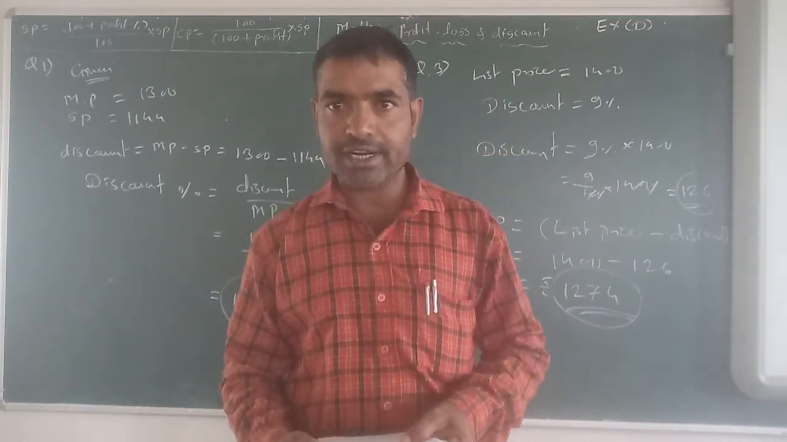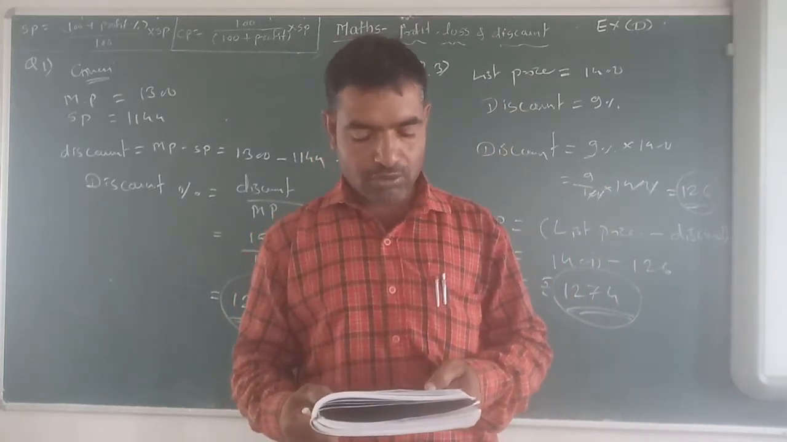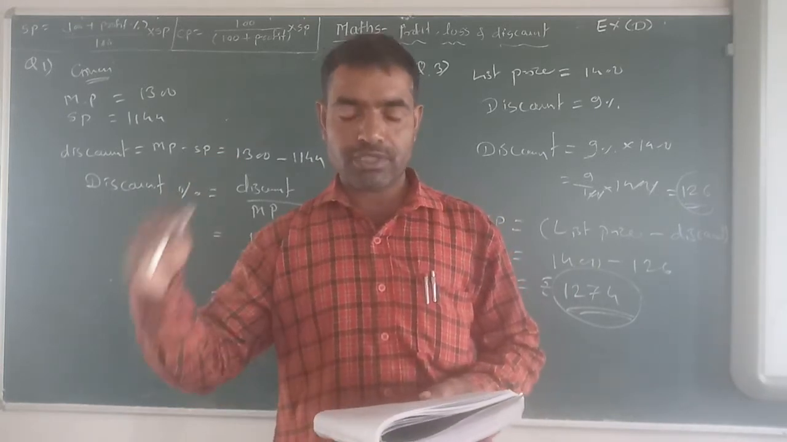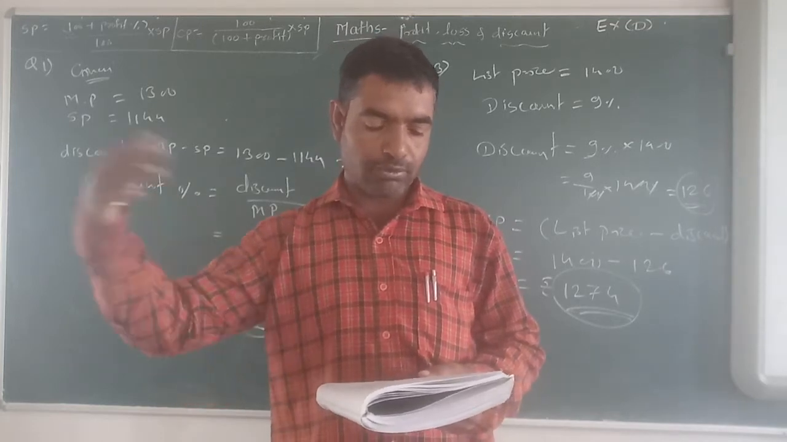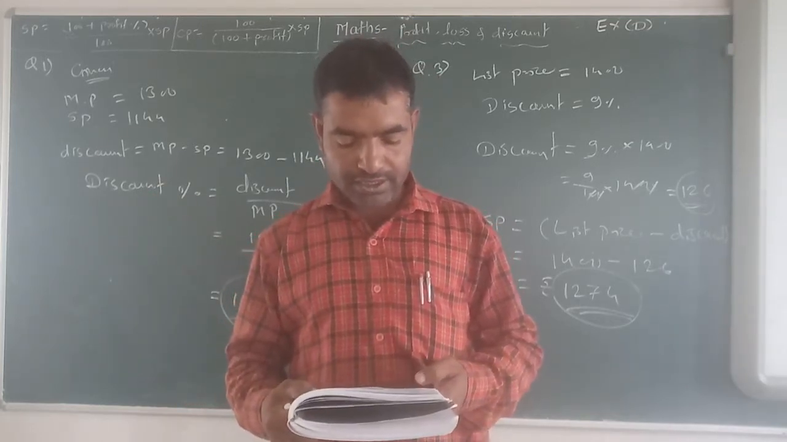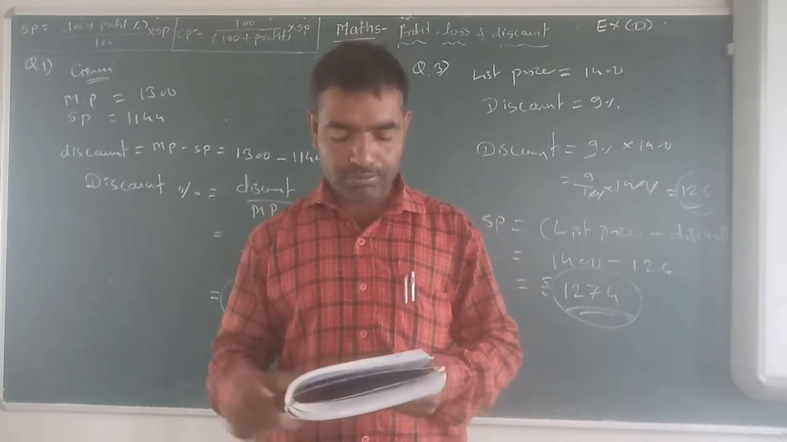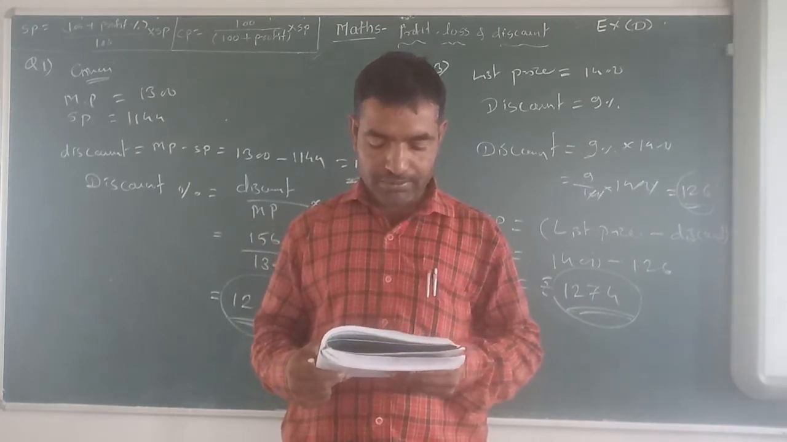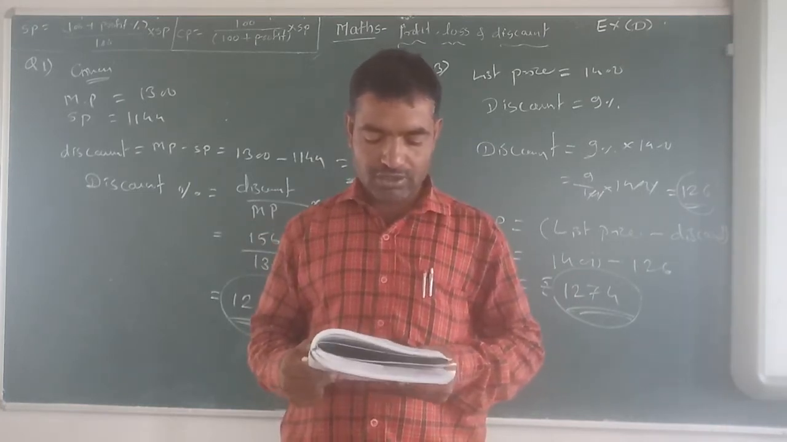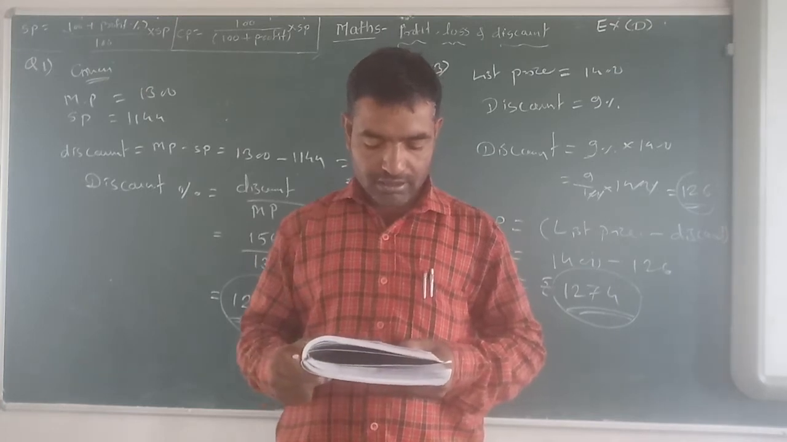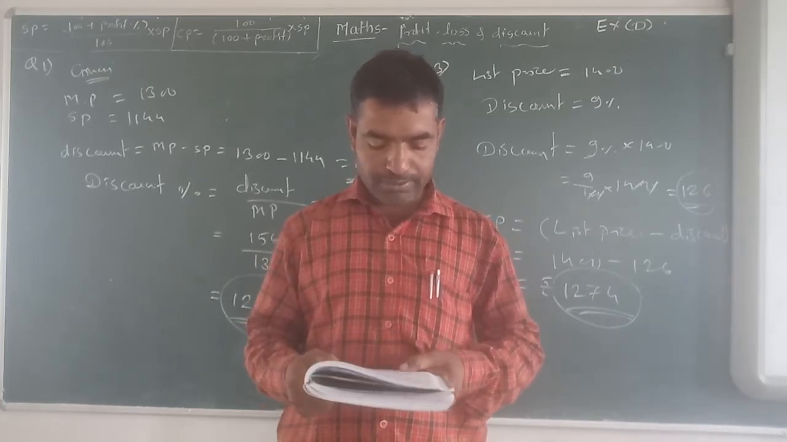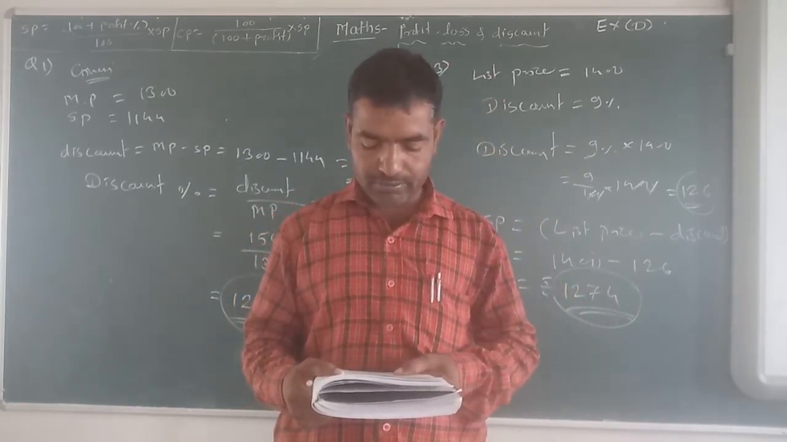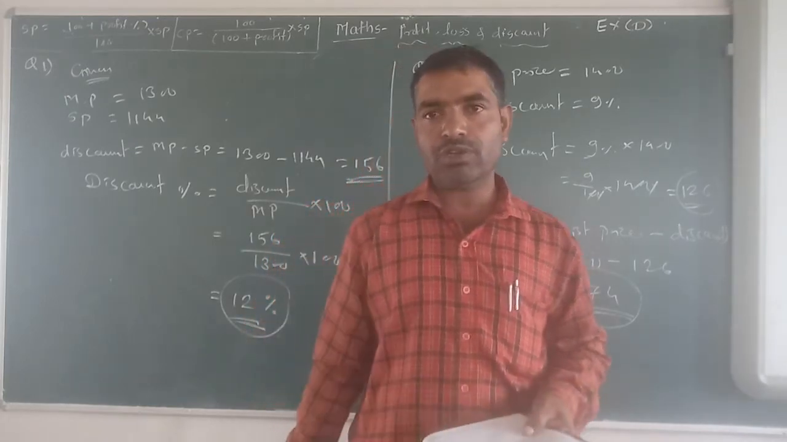A shopkeeper buys an article for rupees 450. He marks it at 20% above the cost price. That means what mark price did he put? 20% above the CP. So first find the mark price of the article. After that, find the selling price if he sells the article at 10% discount. And third, find the percentage discount given by him if he sells the article for ₹496.80. Okay, so first we have the CP given here.